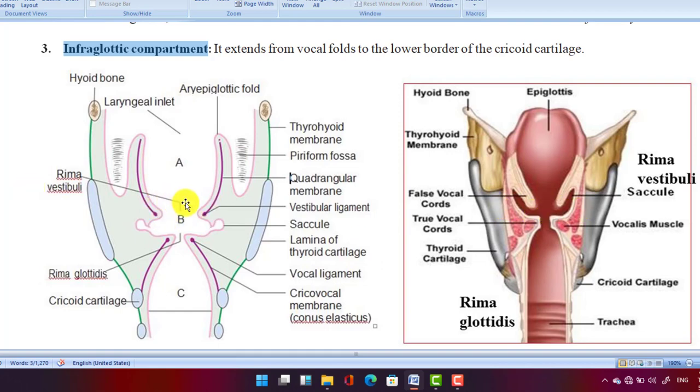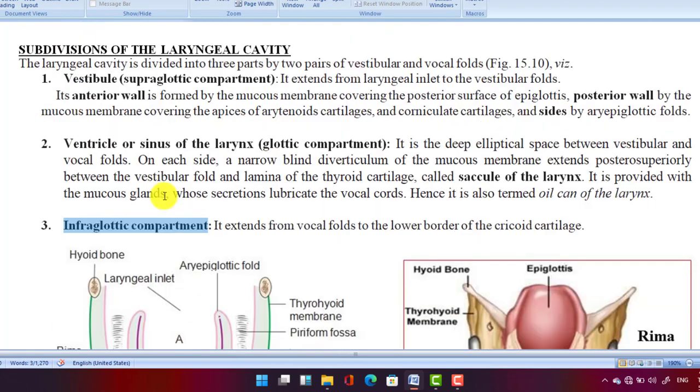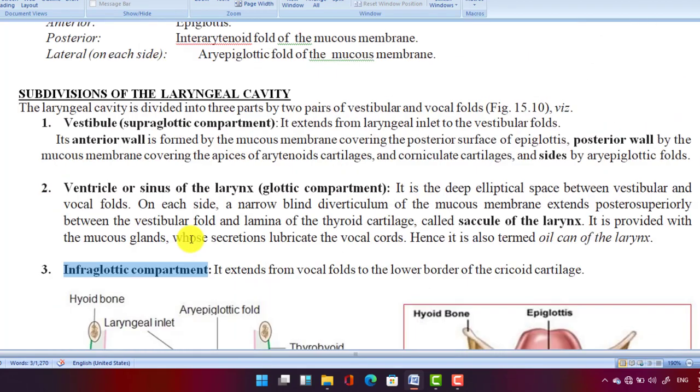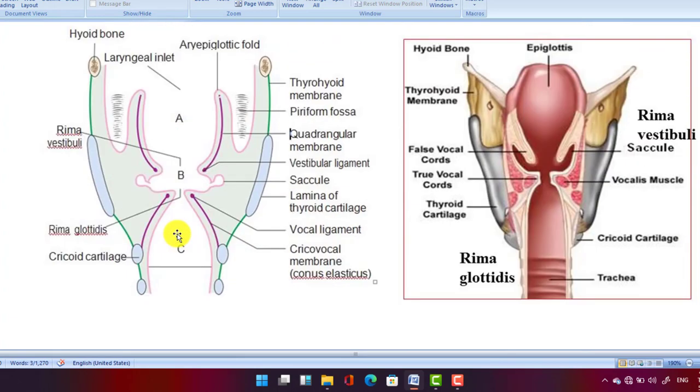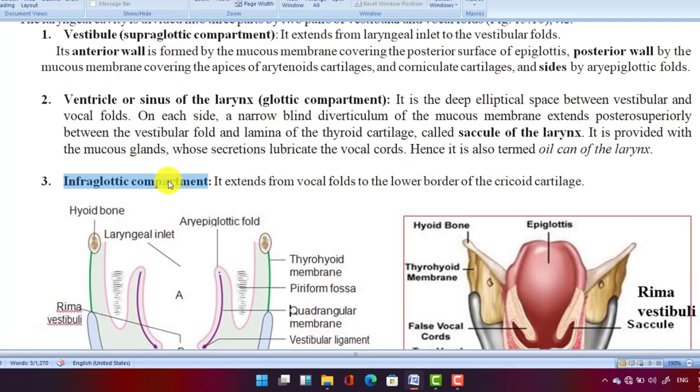That is why we say that the division of the cavity above the glottis is called the supraglottic compartment, and below the glottis is called the infraglottic compartment. So this is the infraglottic region, this is the supraglottic region, and this region is the glottic region, or glottis.